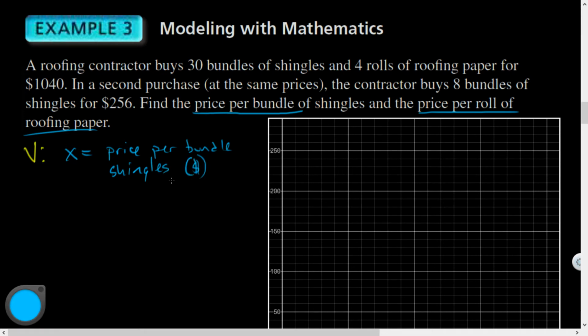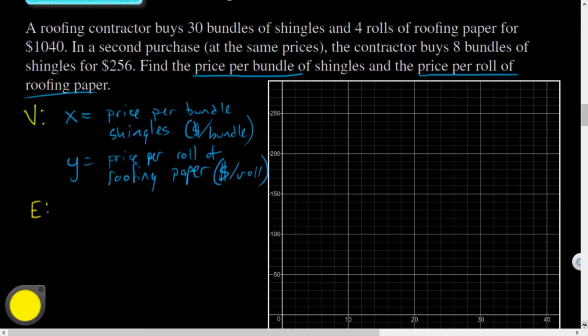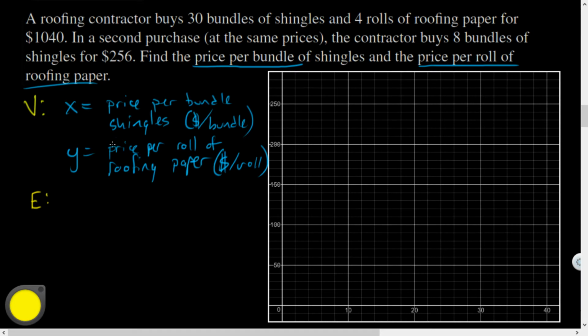of shingles, in dollars per bundle, technically. y will be the price per roll of roofing paper, in dollars per roll. So let's see if we can combine these and write our equations. V-E-S-A. Vesa, right? So E is for equations.